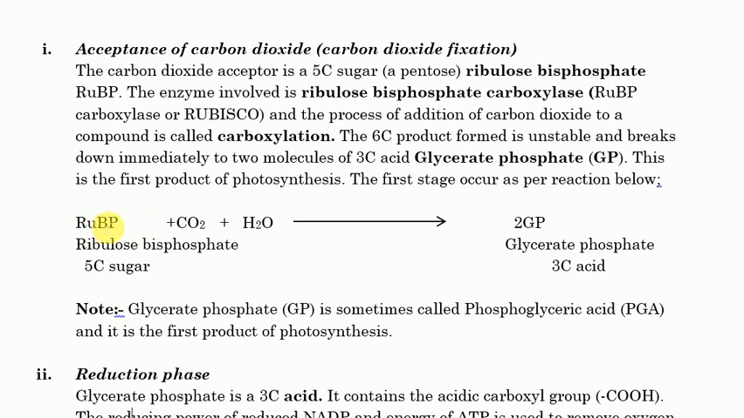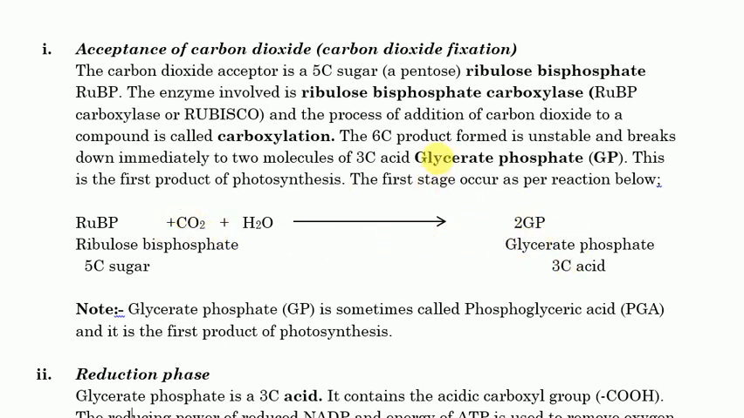Here we have RuBP, and then it absorbs carbon dioxide here, and then we have water. Then in this arrow here we have an enzyme, RuBP carboxylase. I forgot to put it here, but I will add this. We have RuBP carboxylase here, and then the product formed is 2 GP.